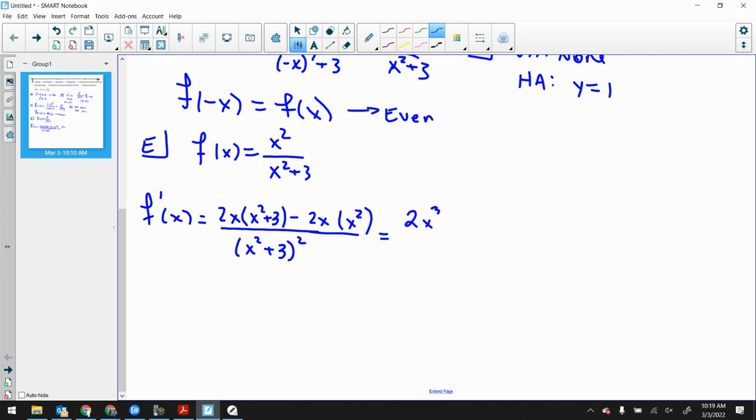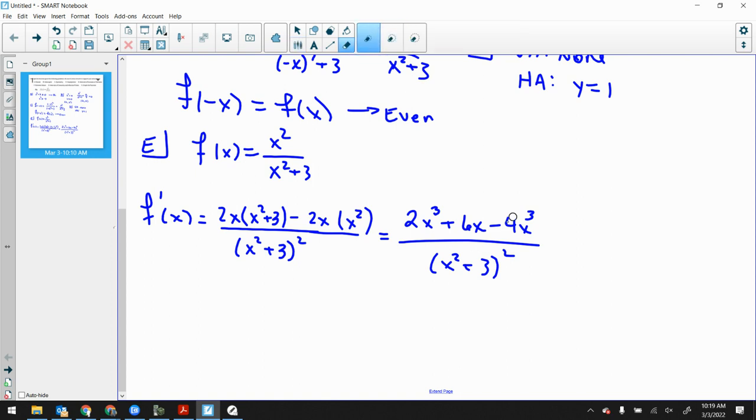That's 2x cubed plus 6x minus 2x cubed, all over x squared plus 3 squared. Combined like terms there. Sorry, it's not a 4, it's a 2. I was going to say those should cancel out. They cancel, leaving us 6x over x squared plus 3 squared.